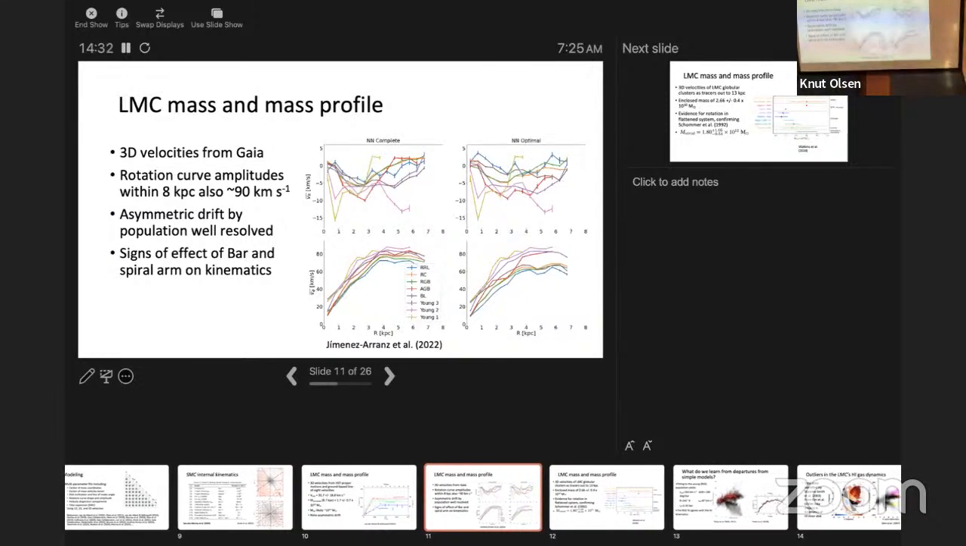You can break that mass and the mass profile into finer divisions of population components, as Oscar Jimenez-Arranz has done, showing again rotation curve amplitudes within 8 kiloparsecs of around 90 kilometers a second. You can resolve the asymmetric drift as a function of age quite well. You can also see some of the effects of the bar and spiral arms on the internal kinematics near the center of the LMC.